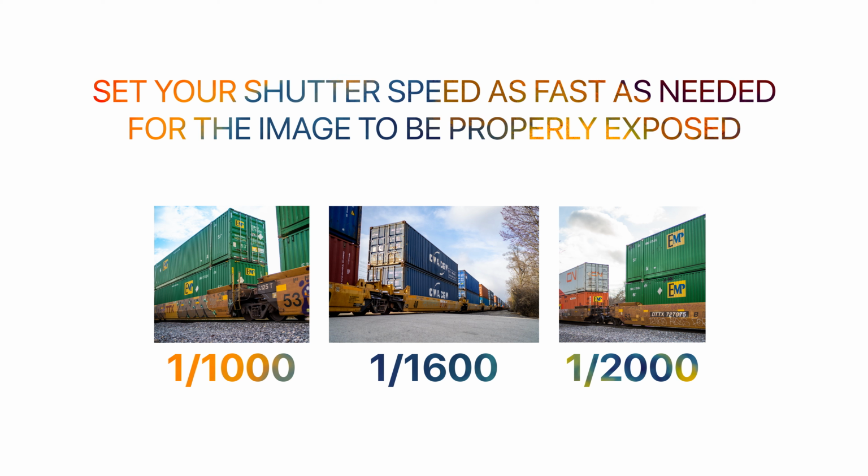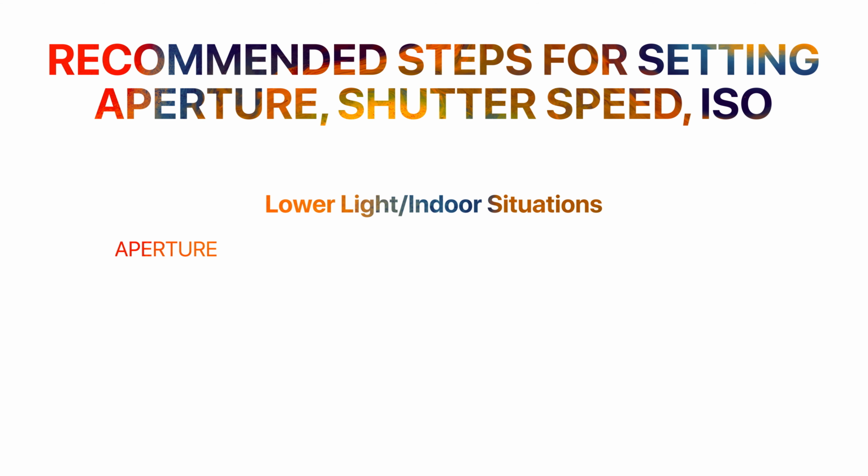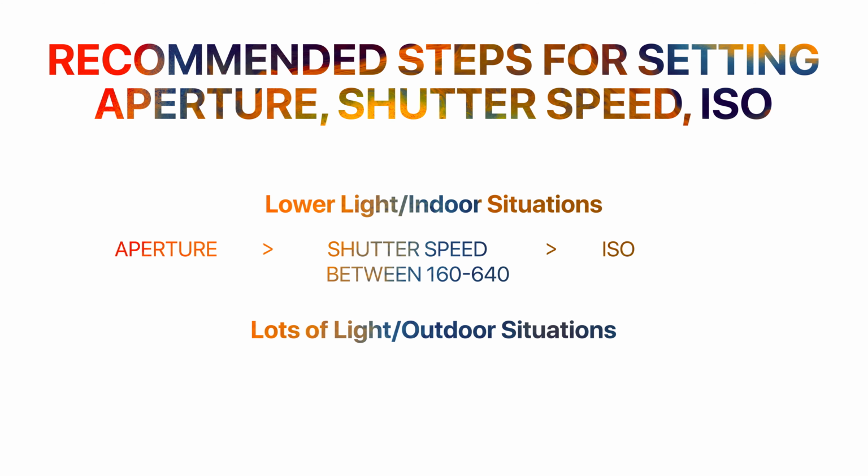So maybe an easier way to describe all of this would be to set your aperture as wide as possible. Then I would do shutter speed and then ISO, versus if you're doing an outdoor scene, after you set your aperture, then I would set the ISO to 100, and then I would just adjust your shutter speed accordingly.